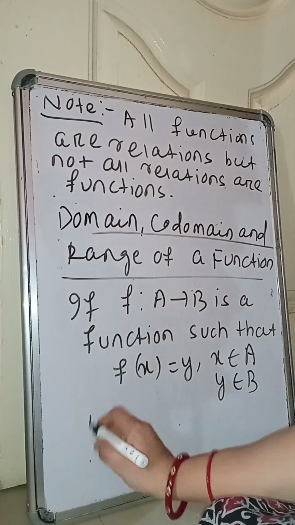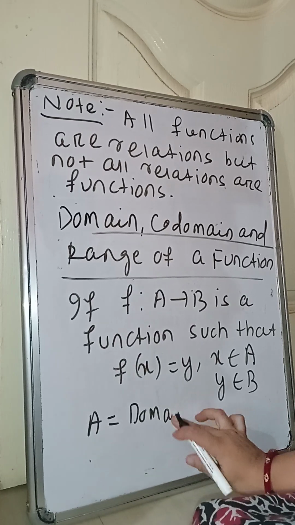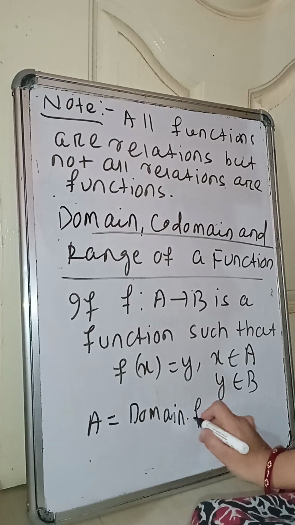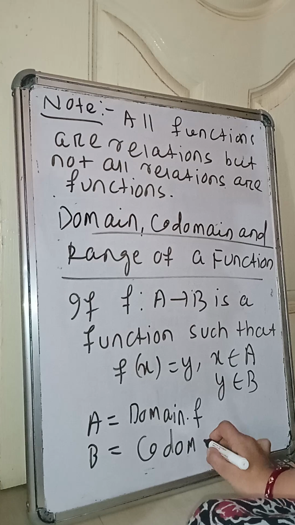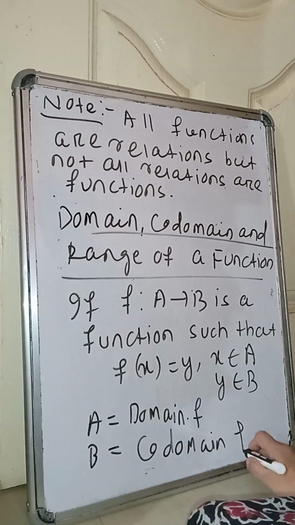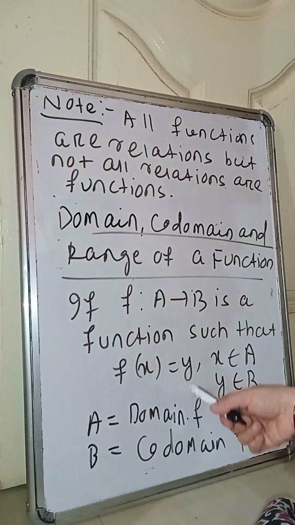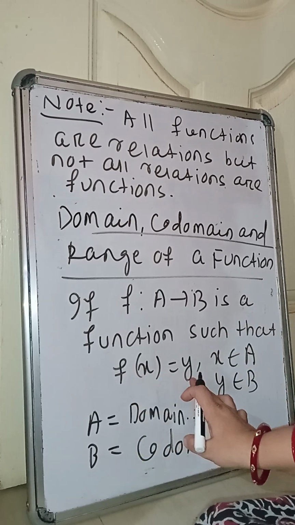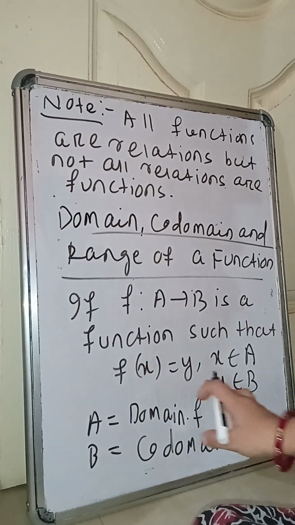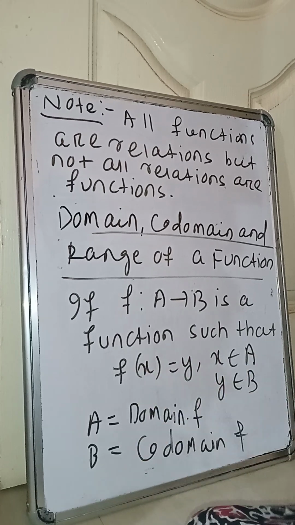Then this first set A is your domain of the function. This second set B is the codomain of the function, and all the images, if we collect them and form a set, then this is your range set. Here f of x equals y, y is called the image of x. If f of x equals y, then y is the image of x.